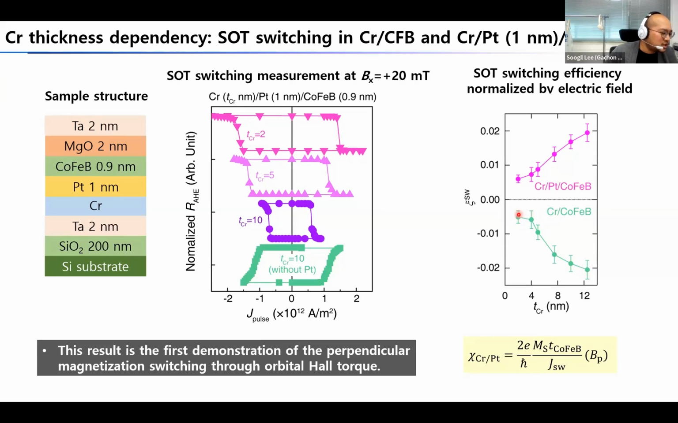In the case of the platinum inserted sample, the sign is reversed, and the important point is that this reversed switching efficiency continuously increases with increasing thickness of the chromium. This indicates that this sign inversion phenomenon is not due to the platinum insertion layer itself, but originates from the chromium bulk layer. This is the crucial evidence for the orbital current-induced magnetization switching.